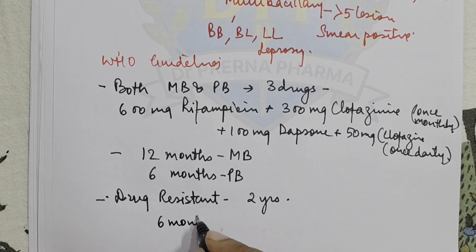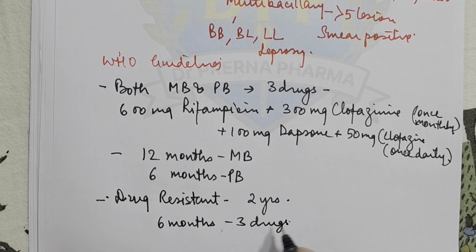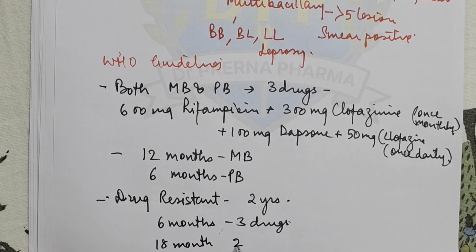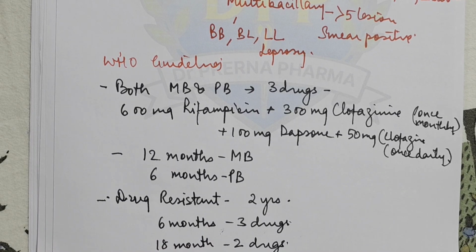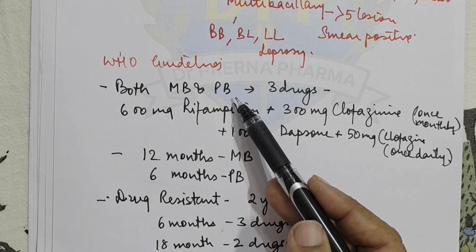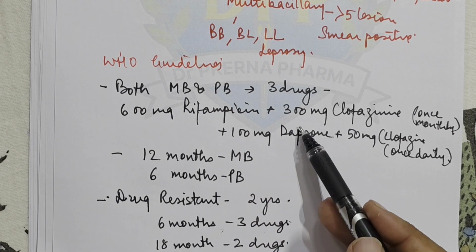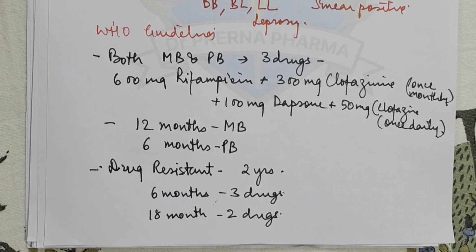For first 6 months 3 drugs are used, right? For next 18 months 2 drugs are used. So this is how the treatment is given. Now, previously paucibacillary leprosy was treated with 2 drugs, clofazimine was not used. Now paucibacillary is also treated with 3 drugs. So these are the treatment guidelines for leprosy.